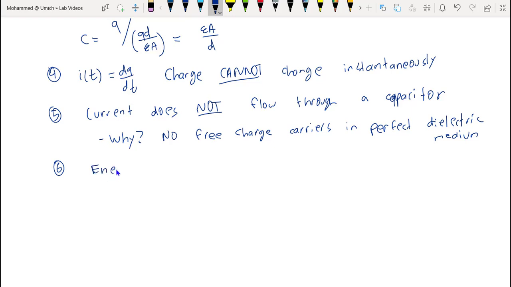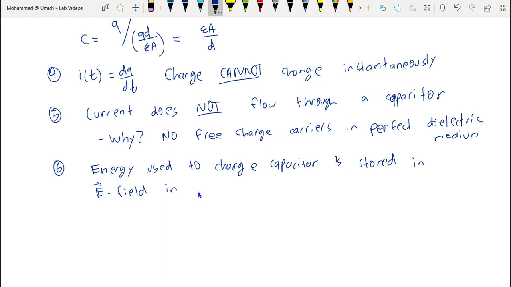So the energy used to charge up the capacitor is stored in the E field in the dielectric.